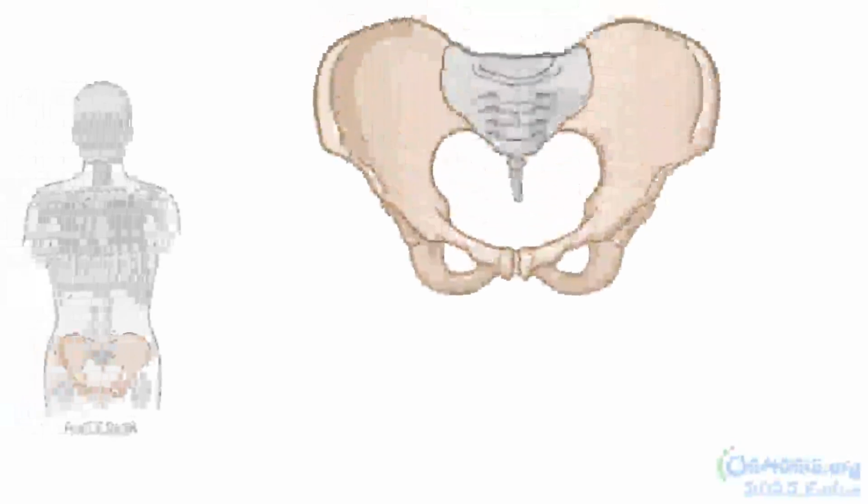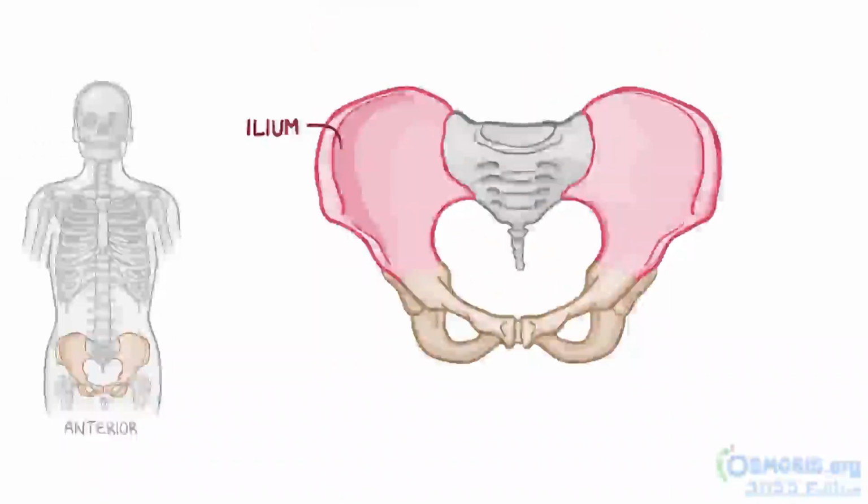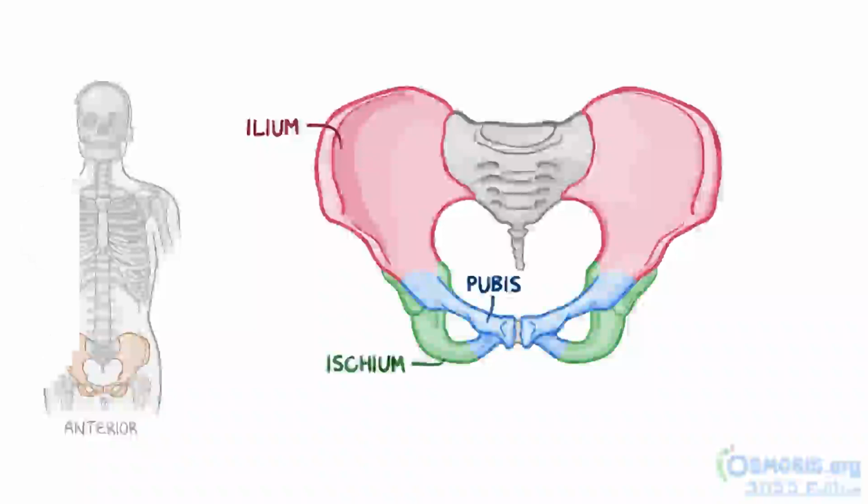Phew, alright, as a quick recap. The hip bones are formed by the fusion of 3 primary bones, the ilium, ischium, and pubis. The ilium is the superior part of the bone. The ischium forms the posterior-inferior part of the hip bone. The pubis forms the anterior-medial part of the hip bone.